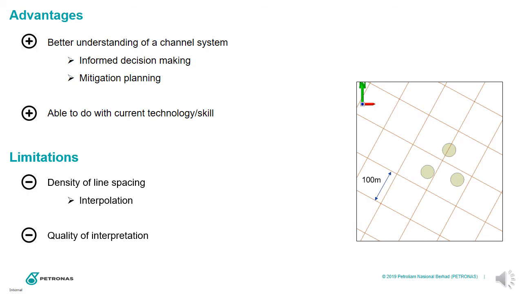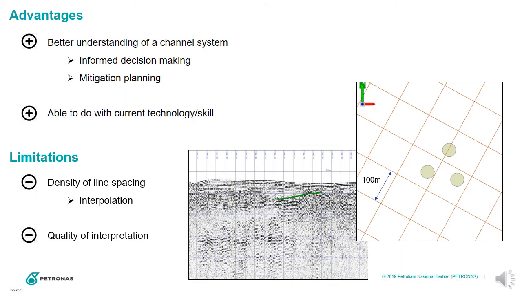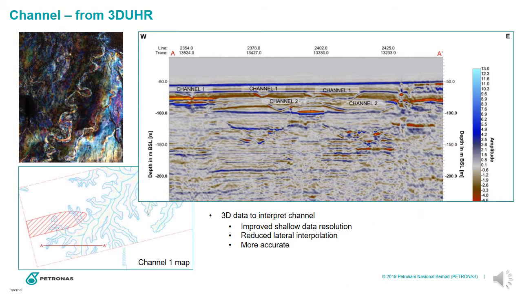Also, the quality of interpretation is a big factor as different geoscientists may interpret a set of channels differently, especially in data with marginal quality. Alternatively, with the advent of 3D UHR, shallow seismic has significantly improved resolution compared to the conventional 3D. With lateral interpolation reduced, this allows for channels to be mapped more accurately and in greater detail.